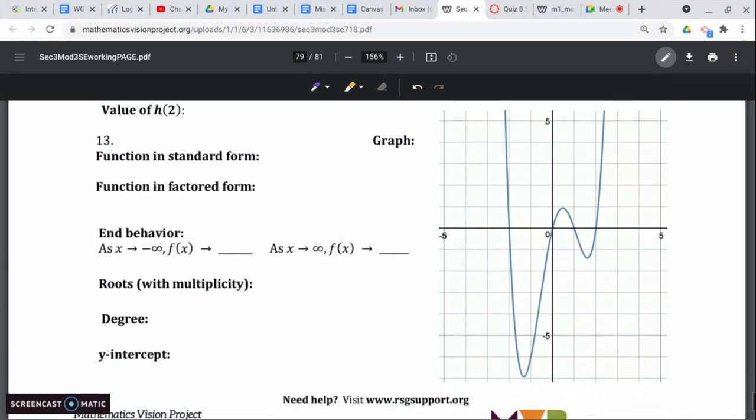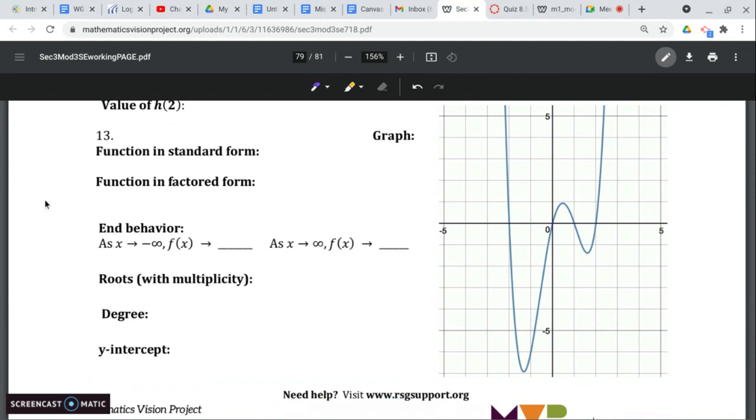We're going to go ahead and do 13, because trying to pull the information from the graph can be a little tricky. But if we think about factored form, we know we have an x plus 2, because that would be this point right here. We have just an x, because that's the 0. We have x minus 1, and we have x minus 2.